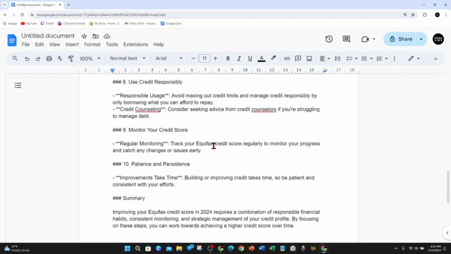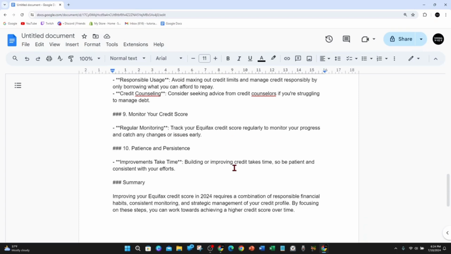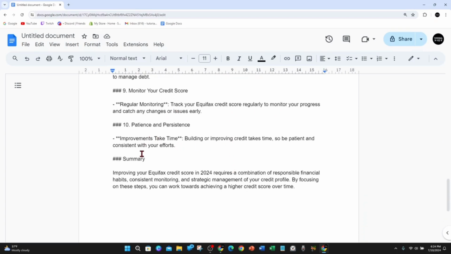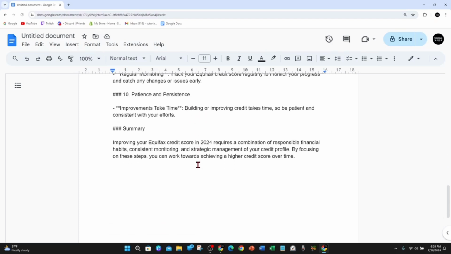Monitor your credit score. So track your Equifax credit score to monitor your progress and catch any changes or issues early. And improvement takes time. So building or improving credit takes time, so be patient and consistent with your efforts.